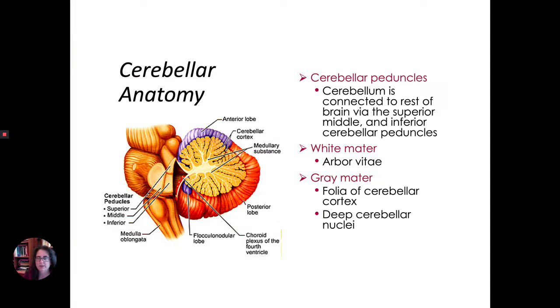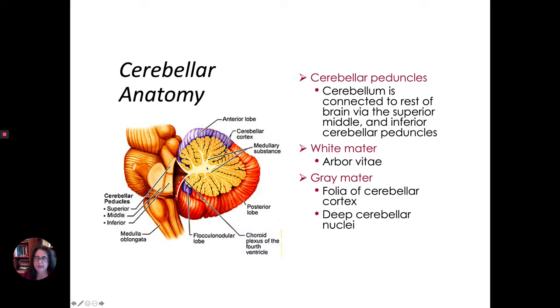The cerebellum is attached to the brainstem. Remember, the cerebellum itself is not considered part of the brainstem, but it is sticking out the back of it. So here, once again, is our pons, and here's our medulla. And if you were to cut the cerebellum right down the vermis, and you look at it from the medial side, this is what it would look like.